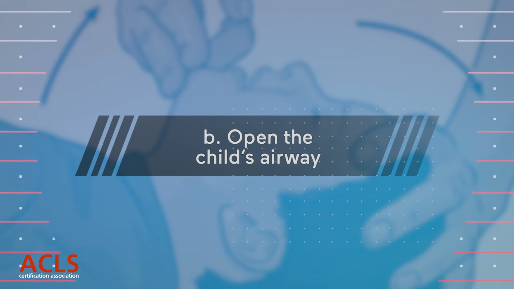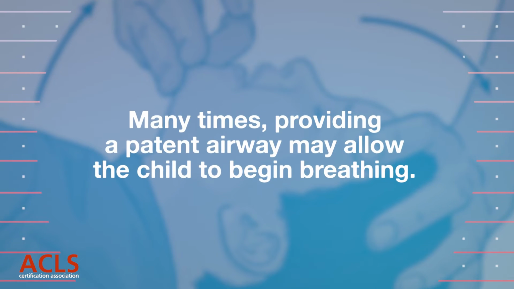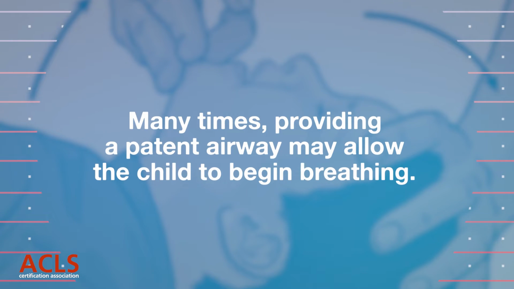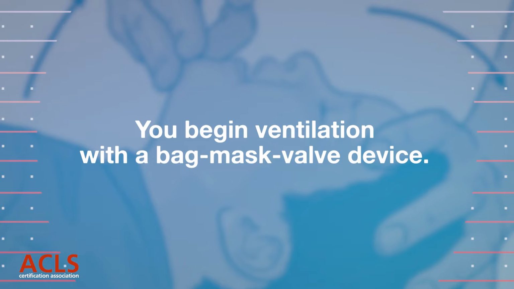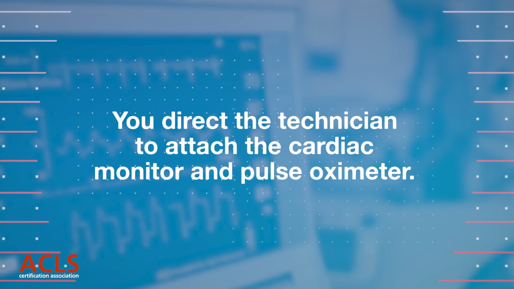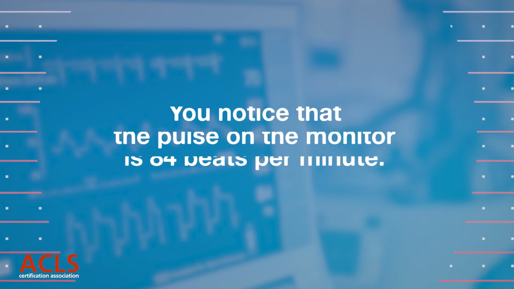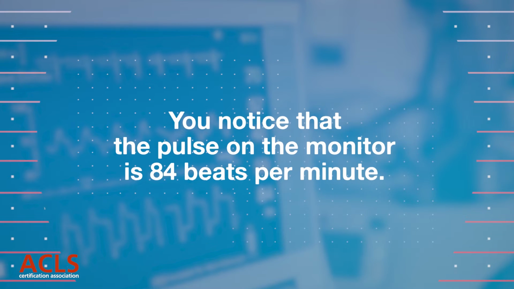Correct answer B. Open the child's airway. Many times, providing a patent airway may allow the child to begin breathing. You begin ventilation with a bag mask valve device. You direct the technician to attach the cardiac monitor and pulse oximeter. You notice that the pulse on the monitor is 84 beats per minute.